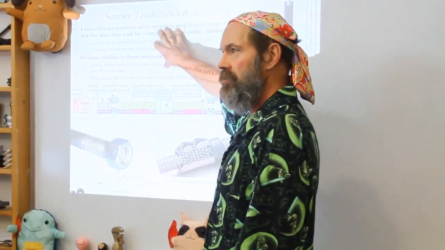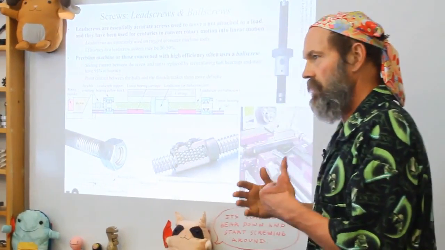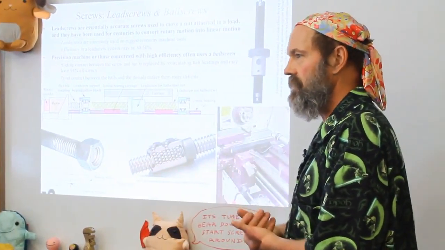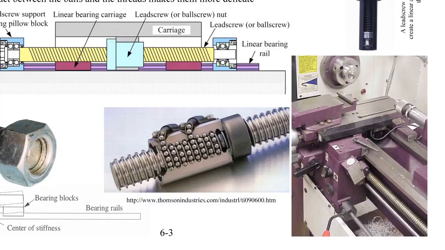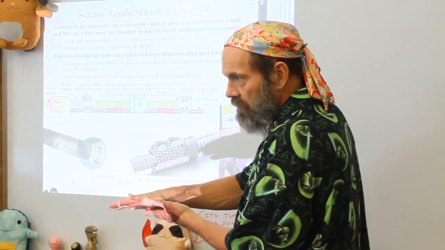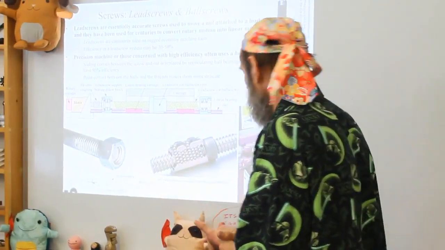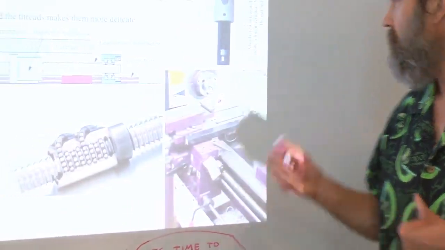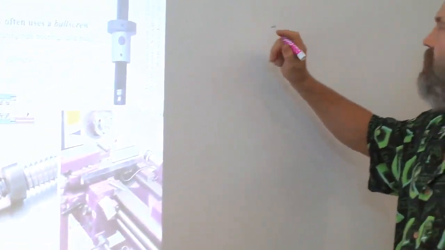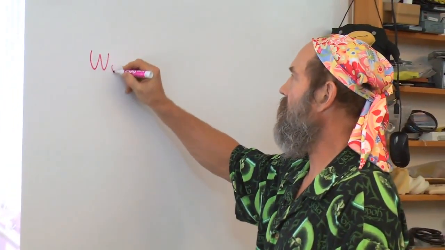So all ball screws are lead screws, but not all lead screws are ball screws. Generically, the term lead screw refers to a screw with sliding contact friction between the threads of the nut and the screw. Why would you put little balls in here to recirculate as the nut moves? So you have rolling contact friction and much higher efficiency.